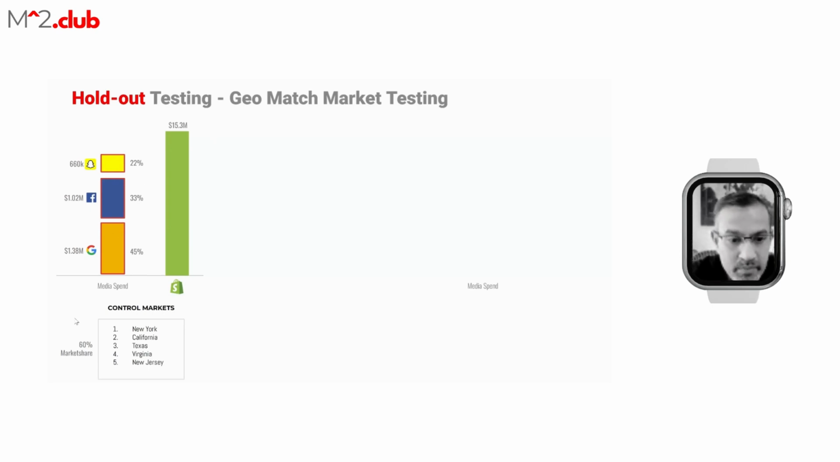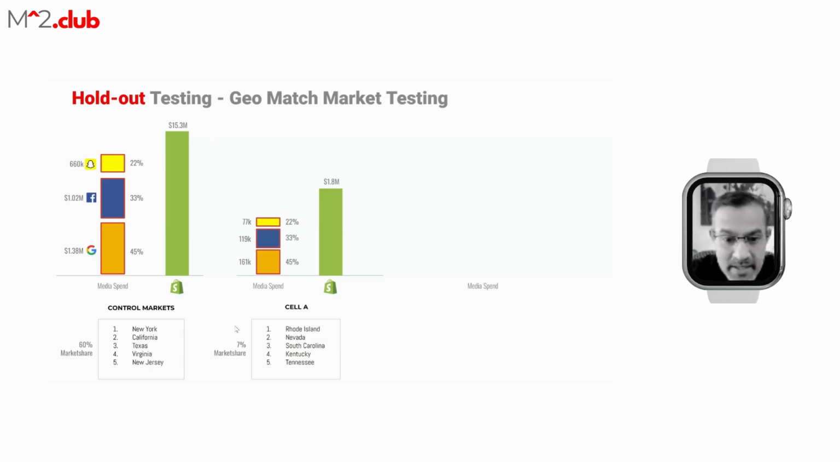Now, you take a test cell. In this particular case, cell A, these are the markets that I've identified as test markets using a match market process. The way you identify match markets is typically a statistical process. You use data to identify how these markets are matched by seeing how they correlate with each other. And you can add other metrics around market penetration and correlation to figure out how closely correlated or similar looking those markets are. Based on that analysis, I've identified that these 5 markets together, Rhode Island, Nevada, South Carolina, Kentucky, Tennessee, are the test markets.